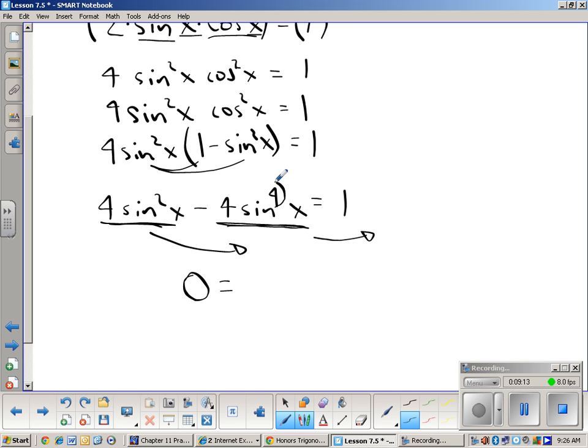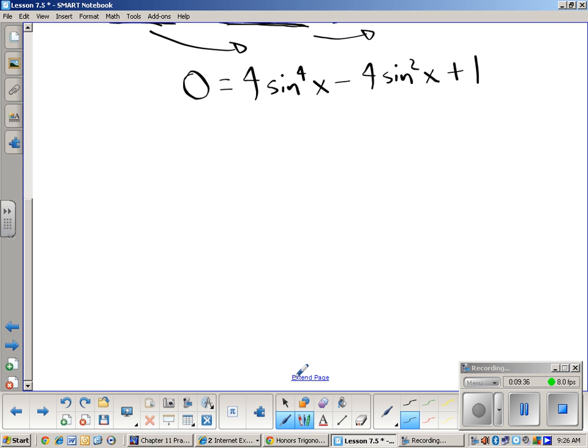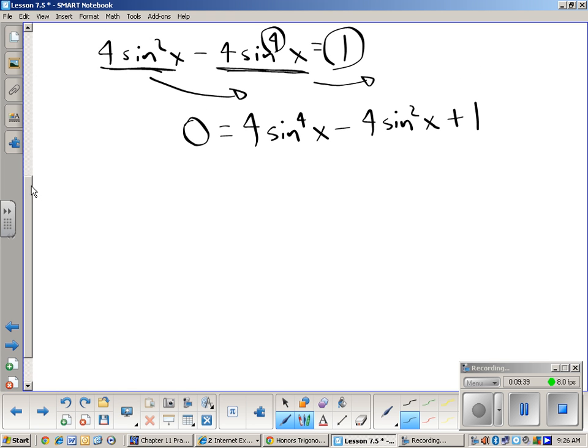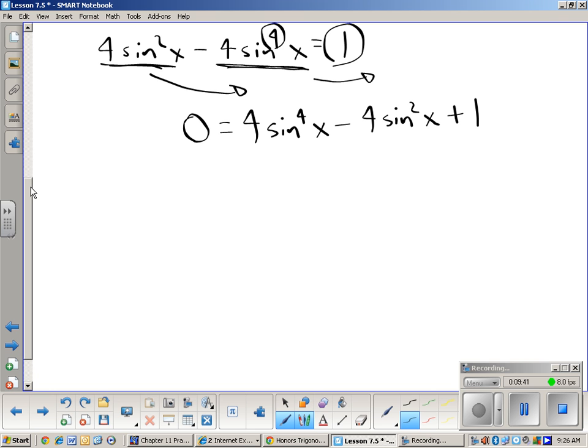And this is the highest degree, so I'm going to write that first. 4 sine 4th x minus 4 sine squared x plus 1, because that 1 is a positive number, plus 1. Now, this really gets ugly before it gets pretty. Okay? What we have here is we have this concept. We have 4x squared.